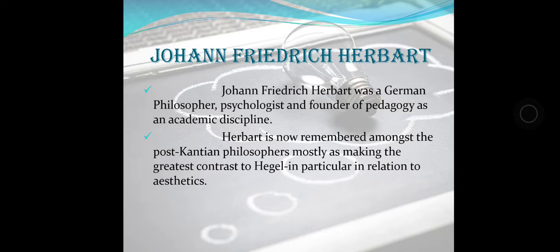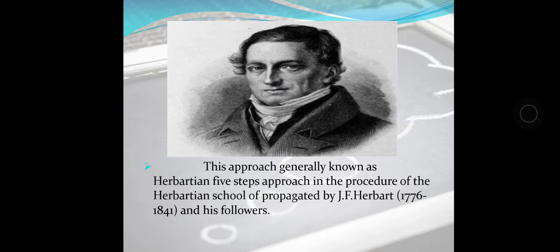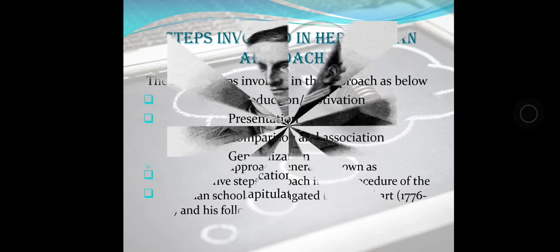Then Johann Friedrich Herbart. Johann Friedrich Herbart was a German philosopher, psychologist, and the founder of pedagogy as an academic discipline. Herbart is now remembered amongst the most Kantian philosophers, mostly as making the greatest contrast to Hegel, in particular in relation to aesthetics. This approach is generally known as the Herbartian five steps approach, in the procedure of the Herbartian school propagated by J.F. Herbart and his followers.